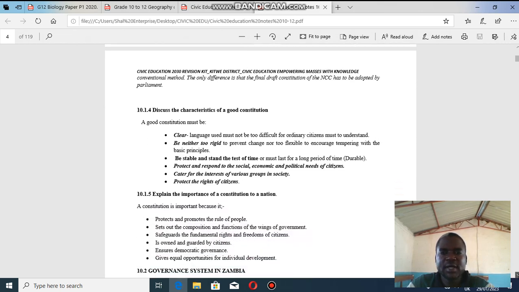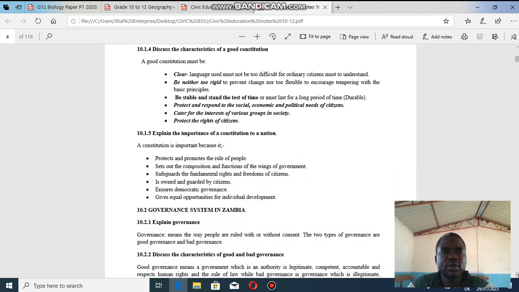So discuss the characteristics of a good constitution. A good constitution has the following characteristics. Clear, meaning the language used must not be too difficult for an ordinary citizen to understand. Someone with basic knowledge, grade 9, 10, 11 and 12, should be able to get the meaning. Be neither too rigid to prevent change nor too flexible, encouraging tampering with the basic principles.